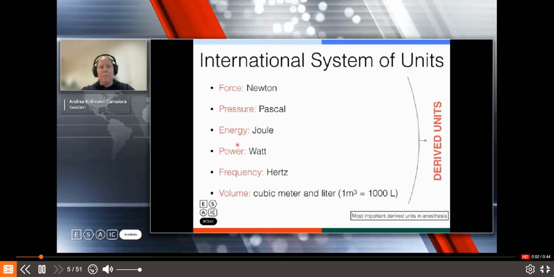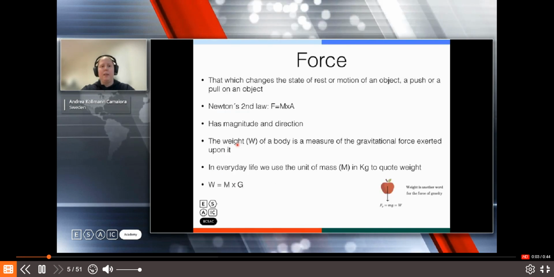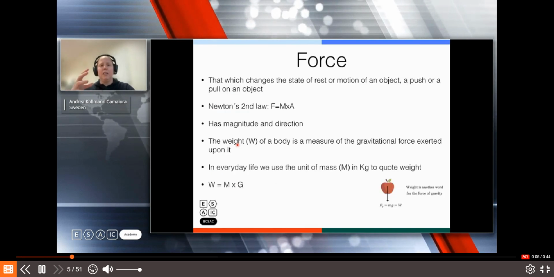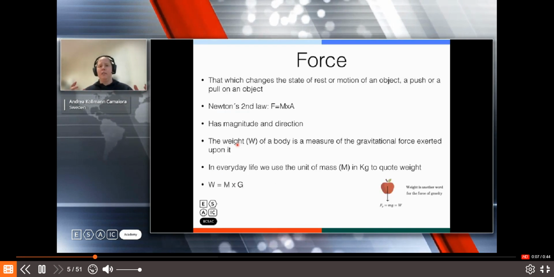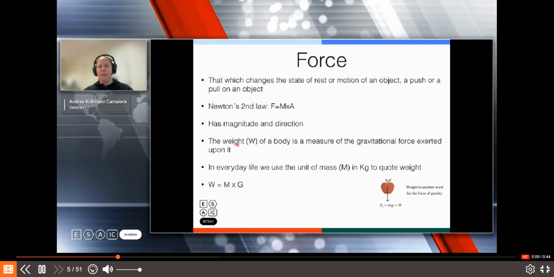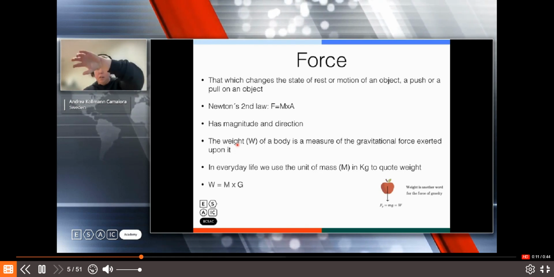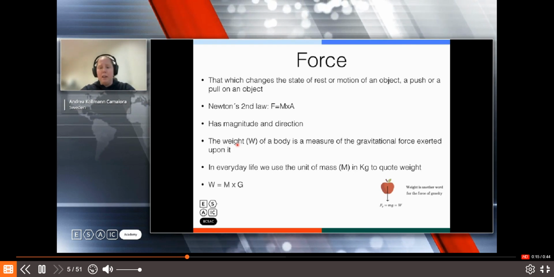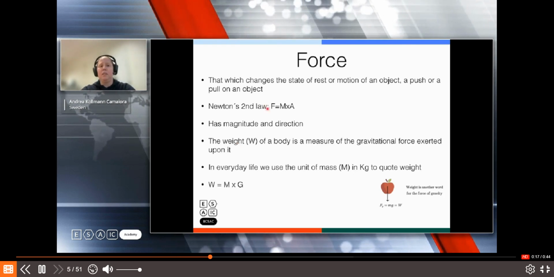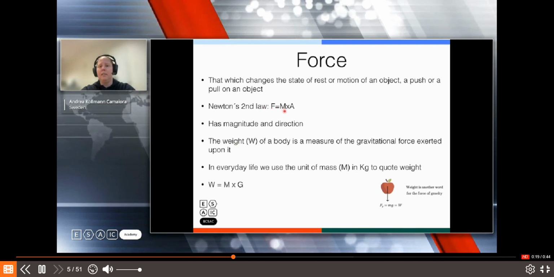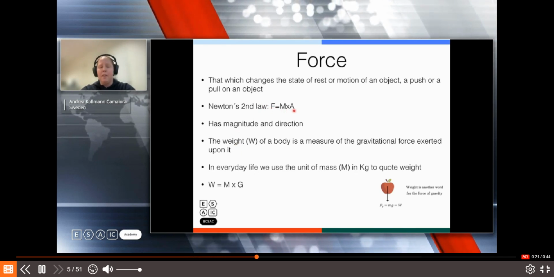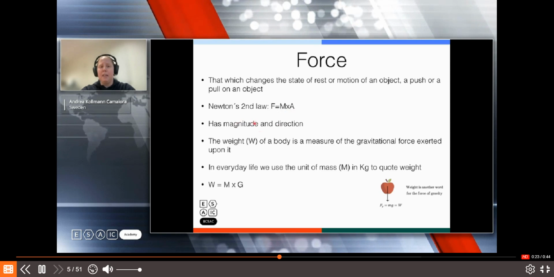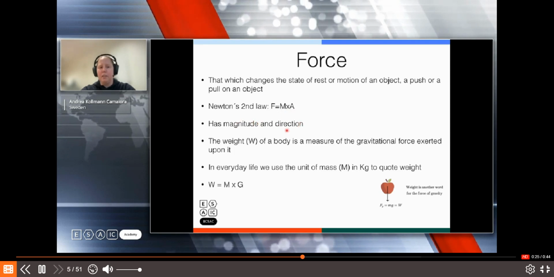Then we go into force. Force is that which changes the state of rest or motion of an object. Well, that means a push or a pull of an object. And it's described in Newton's second law, which states that force is the mass times the acceleration. This means that it has a magnitude and a direction.